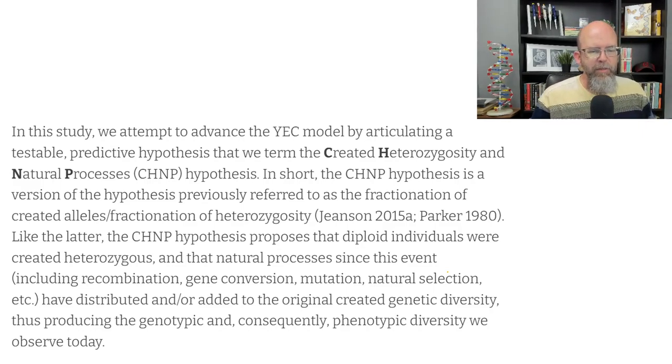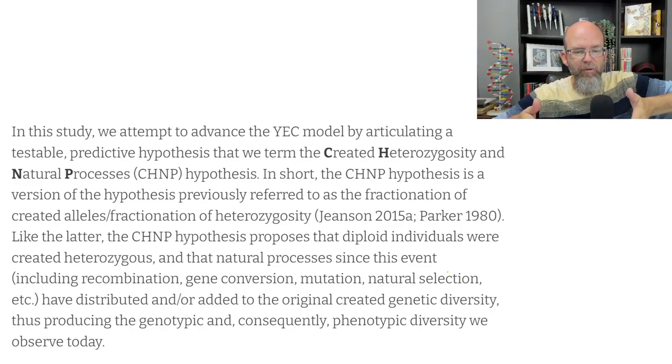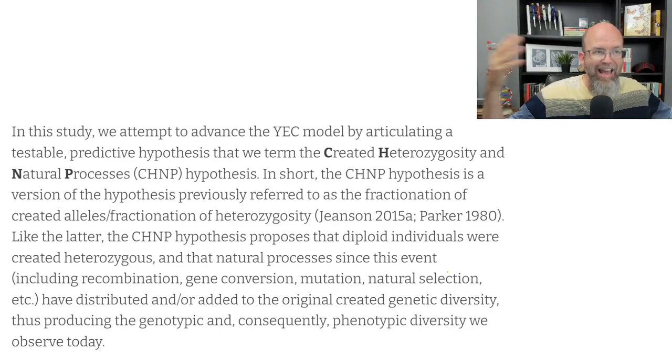Like the latter, the CHNP hypothesis proposes that diploid individuals were created heterozygous, and that the natural processes since this event, including, now this is very important, recombination, gene conversion, mutations, natural selection, toss in genetic drift there, that's part of the ETC, have distributed and or added to the original created genetic diversity. Notice that? Not only just distributed the variation into different groups or separate isolated populations, but have also added to the original created diversity. That's the idea of mutations, are actually adding new diversity to populations, thus producing the genotypic and consequently phenotypic diversity we observe today. So this is the hypothesis.